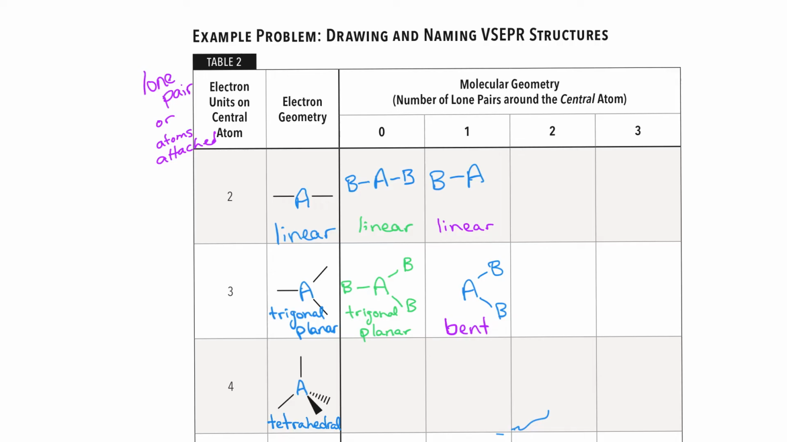So when we have 1 atom attached with no lone pairs around it, we'll have 4 things around. So again, we've got a wedge. So that B is coming out of the plane of the paper, and those dashes are describing this B going back into the plane of the paper. No lone pairs, so our names match between the electron geometry and the molecular geometry.